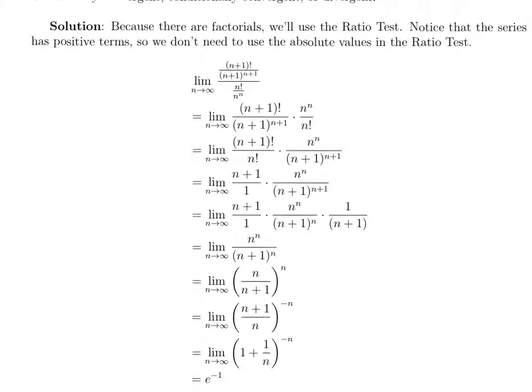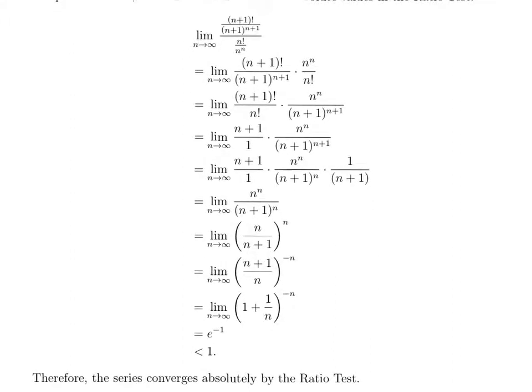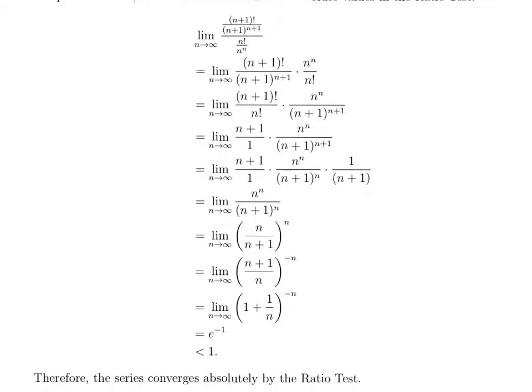Okay, so since this is our final calculation out of the ratio test, we can say that since this number is less than 1, the series converges absolutely by the ratio test.